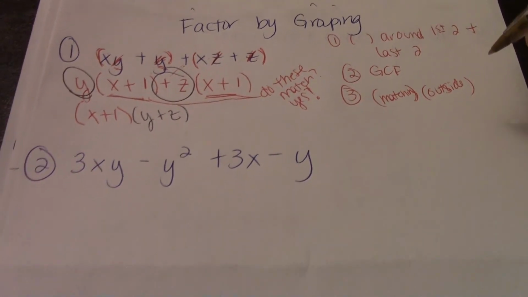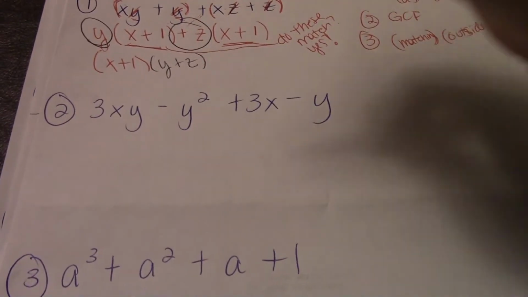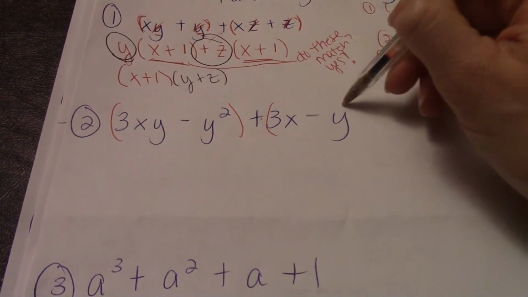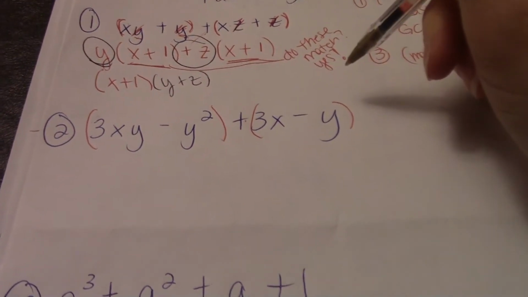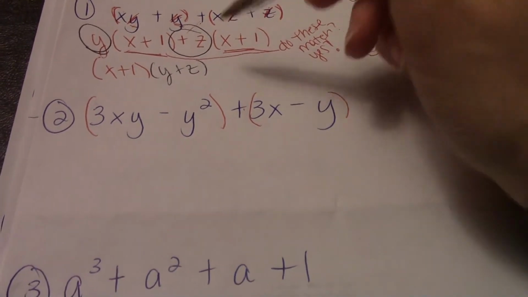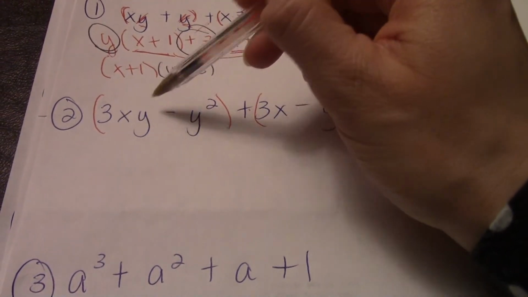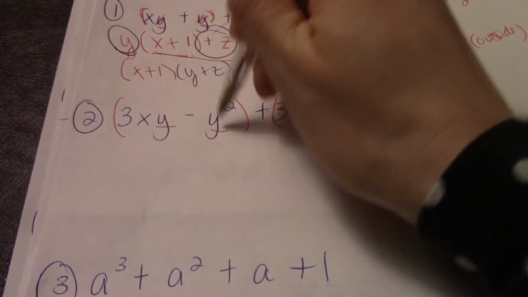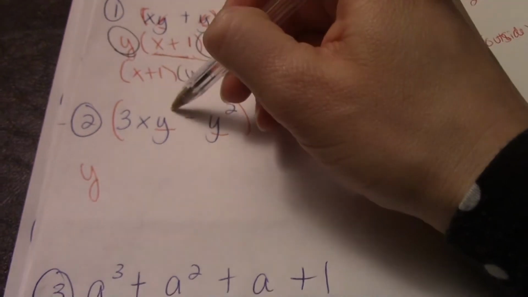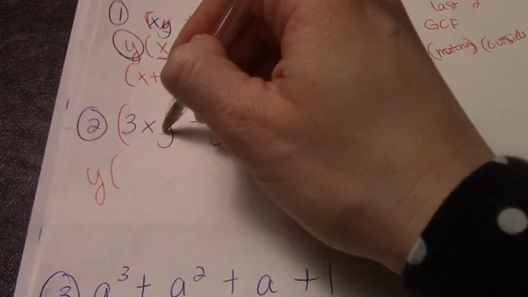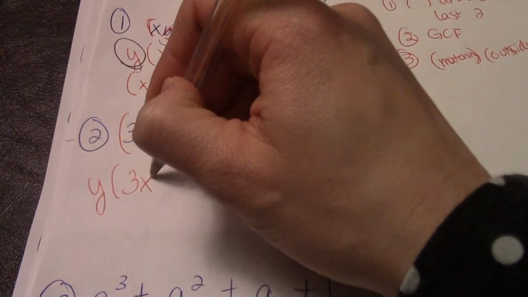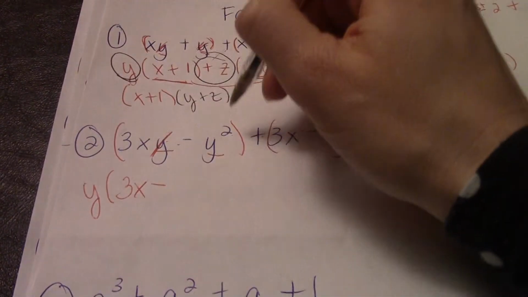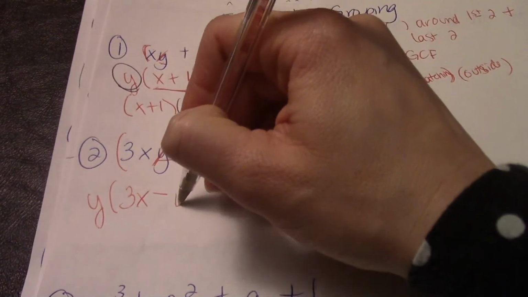Okay, so let's try number 2. Remember, the parentheses go around the first 2, and plus parentheses around the last 2. Okay, so now 3xy minus y squared. There's a y in both. So y comes out, but there's only one, so only one of them. So this one goes away, 3x. That y we said went away. Minus, we had 2, we took out 1, so the 2 goes away and we're just left with y.